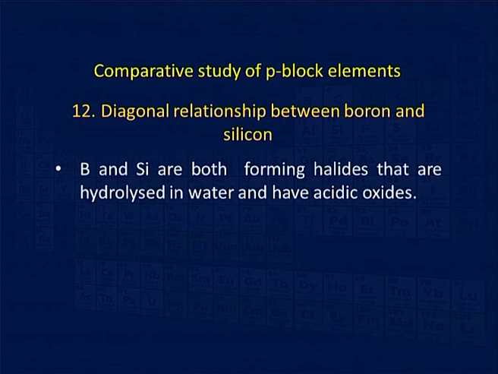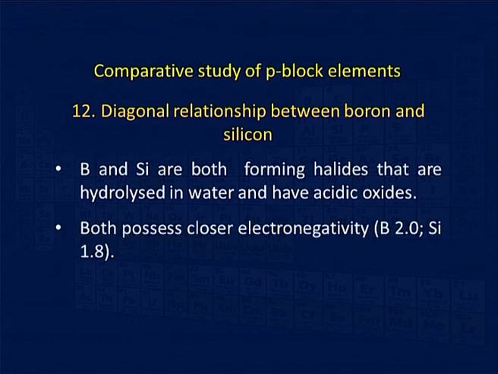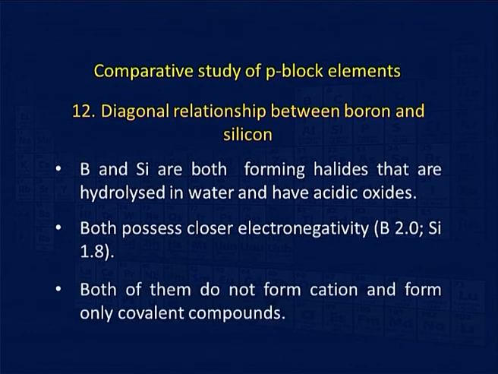Boron and silicon both form halides that are hydrolyzed in water and have acidic oxides. Both possess closer electronegativity values. Boron is 2.0, silicon is 1.8, adjacent to this. Both of them do not form cations and form only covalent compounds.